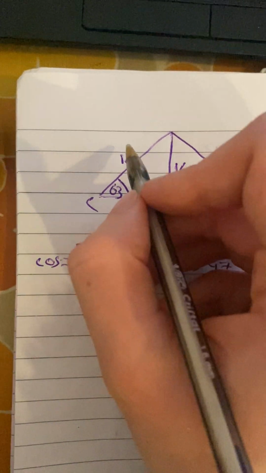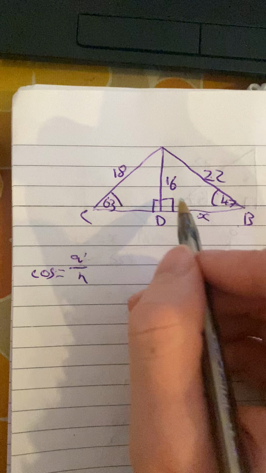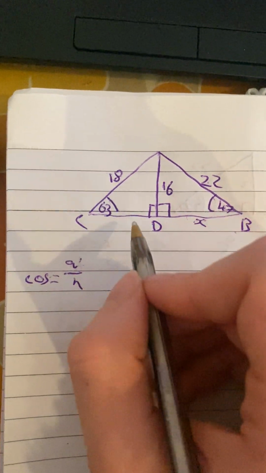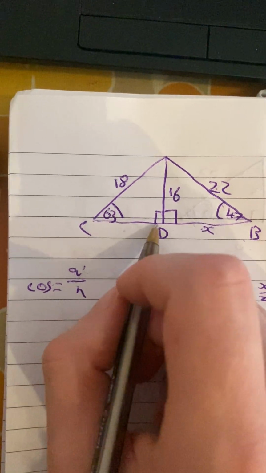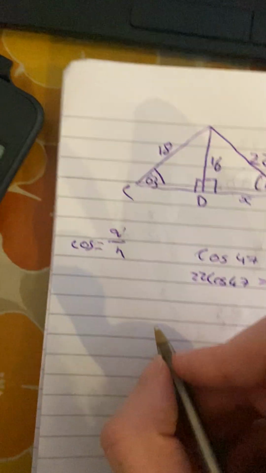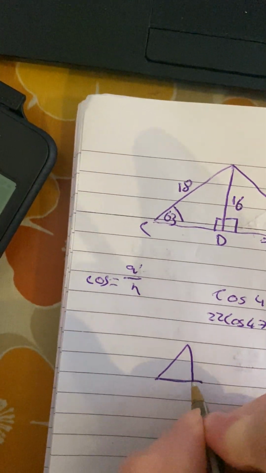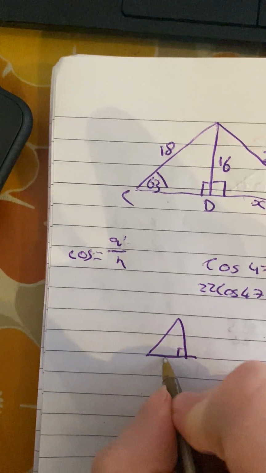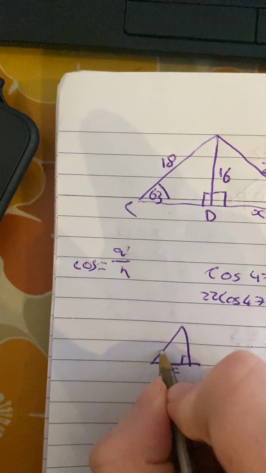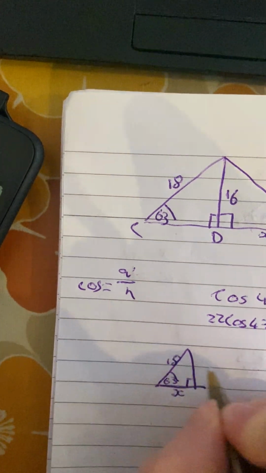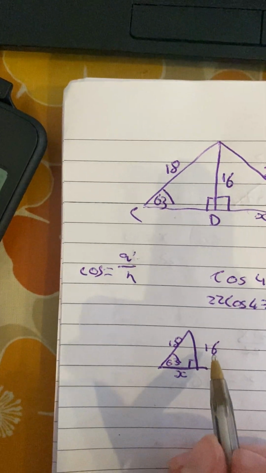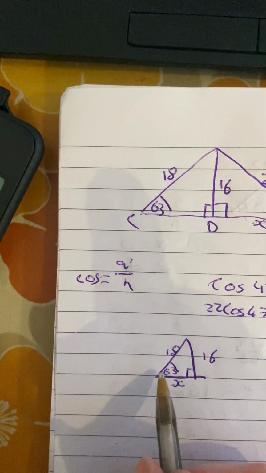CD is this point here, obviously. So now we have 16 and 18, we have two sides, and we're looking for this side here. So I'm going to draw that triangle out again. That's x because we're looking for it. 63. That's 18, and that's 16. I'm going to choose to use 16. I can choose either of these.